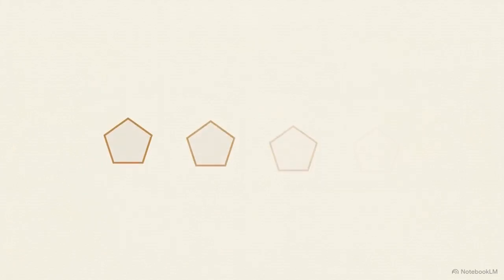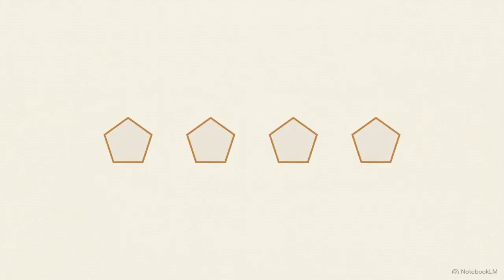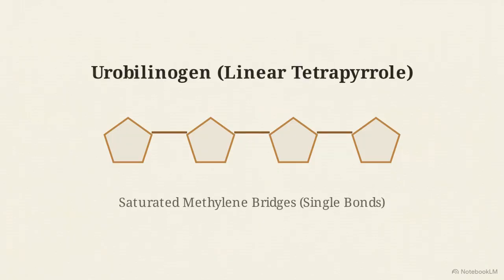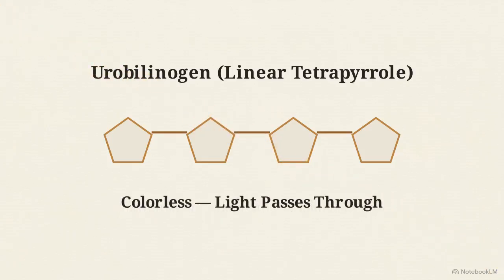This schematic maps the urobilinogen molecule. It consists of 4 pyrrole rings tied together by 3 saturated methylene bridges. This saturation lacks a double bond network to catch light. Unable to reflect light back, it remains colorless.